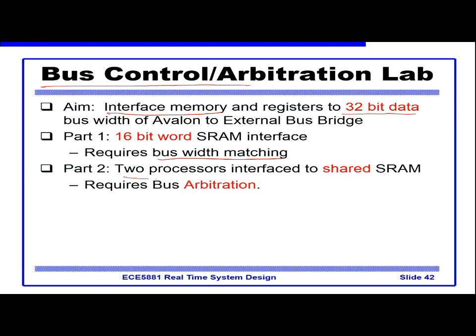And part 2, we're going to have 2 processors sharing that same SRAM with an arbitration circuit. And there'll be 2 versions of that. The first one you would implement would be fixed priority, and then you may consider something fairer afterwards.